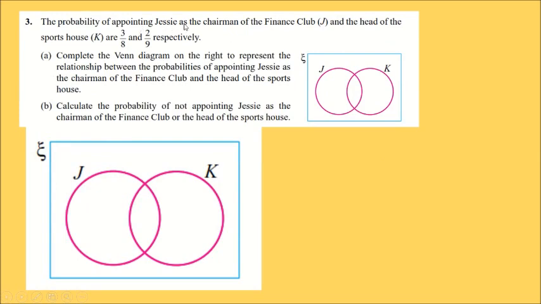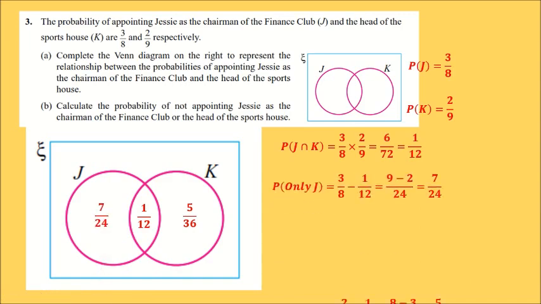Okay, 3. The probabilities of appointing Jesse as the chairman of the finance club and the head of the sports house are 3/8 and 2/9 respectively. Now we want to complete the Venn diagram. J intersection K, use the multiplication rule: 3/8 times 2/9, 6/72. Then we simplify, 1/12 here.